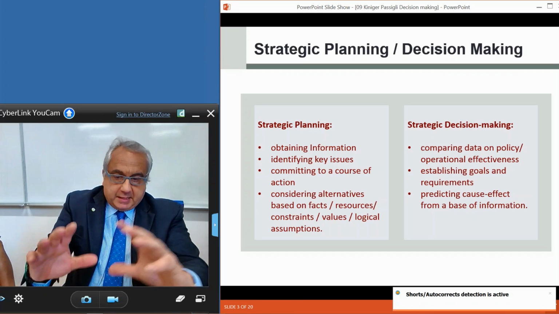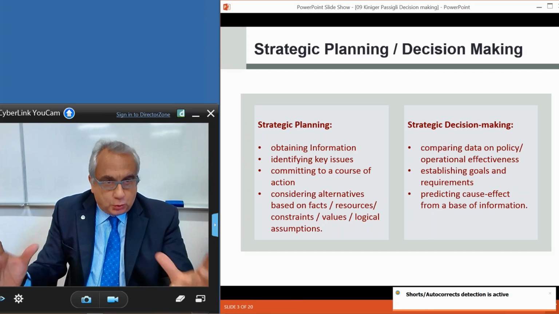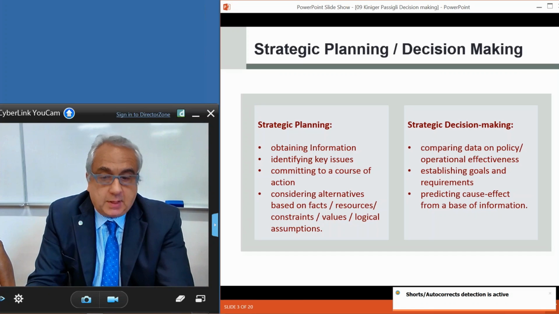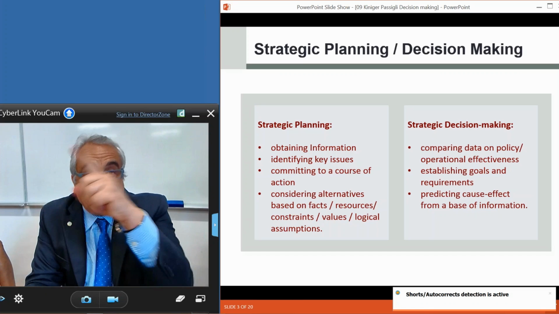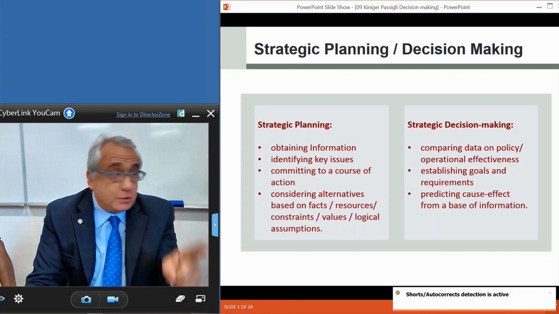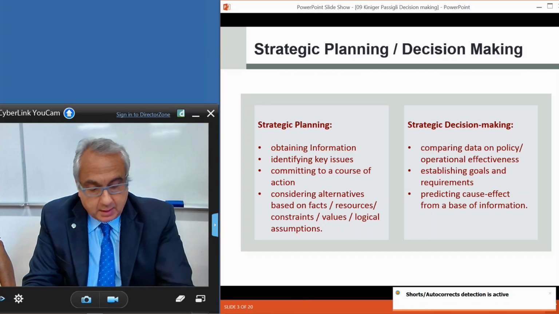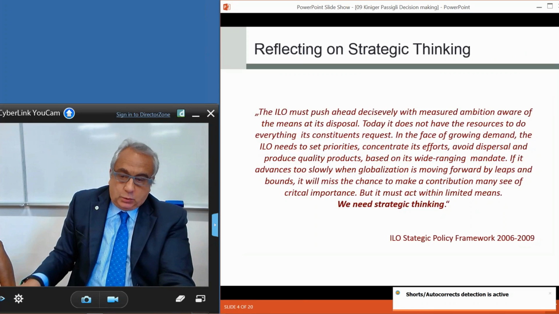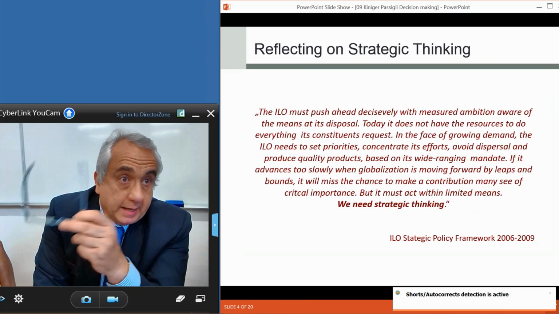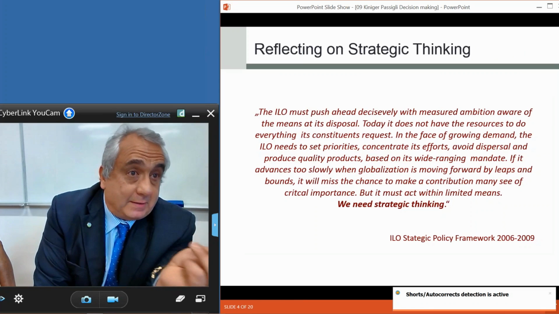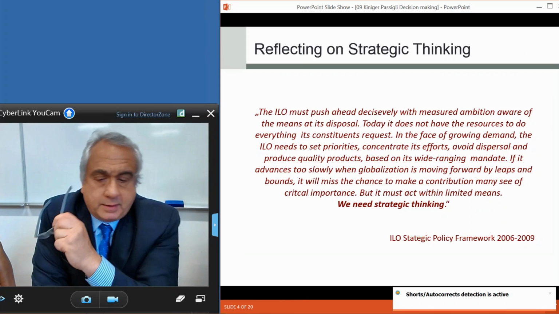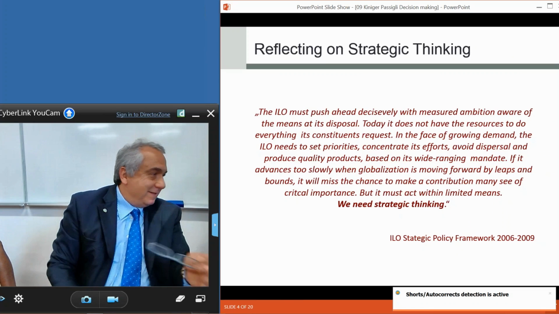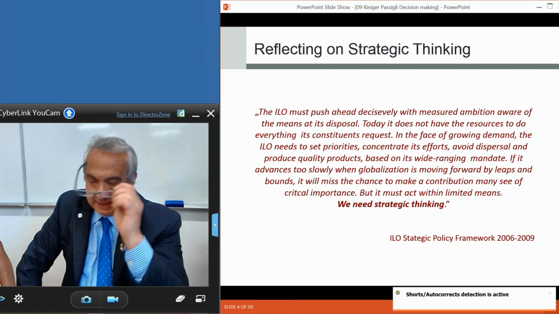So these are the two elements that should, in a way, come together in order to have a sound decision-making that is, again, informed by the strategic thinking that I was describing before. Now, reflecting on strategic thinking, I wanted to give you an example of a statement that comes from the International Labour Organization, not a recent one, we can read it aloud, but that contains some keywords that you will recognize in what we have just said.